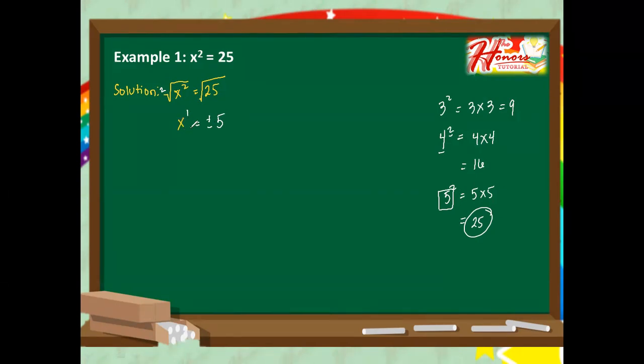And if you're going to look at the left side of the equation, we have x raised to 1. Please write x only and then make 1 an invisible number. So positive, negative 5. So this is the answer. Let us have example 2.